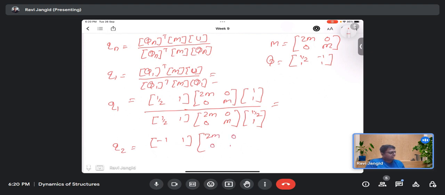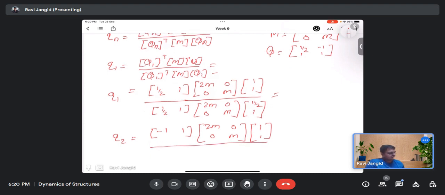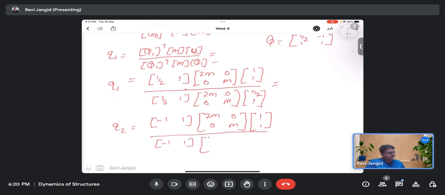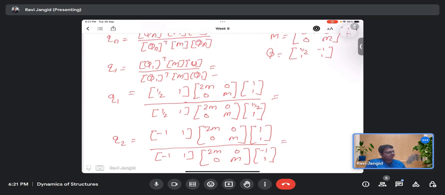2m 0 0 m, 1 1, then minus 1 1, 2m 0 0 m, minus 1 1. So if you solve this, I am getting it as 4 by 3 and minus 1 by 3. Any doubt?